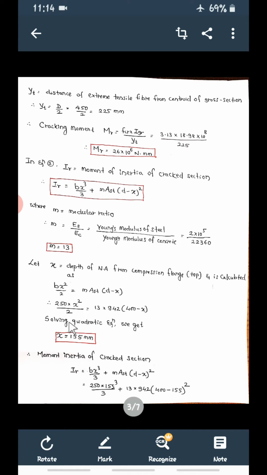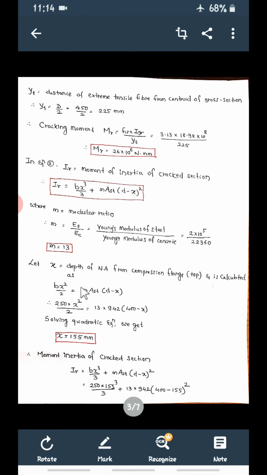So simplify this, and we are going to get a quadratic equation. Solve that quadratic equation, and we get the neutral axis depth from the top as 155 mm, that is x is equal to 155 mm. Now next, substitute this x value here. We have calculated x, we calculated m, Ast is known, d is known. Substitute all these values here and we'll get the moment of inertia of this cracked section, Icr.